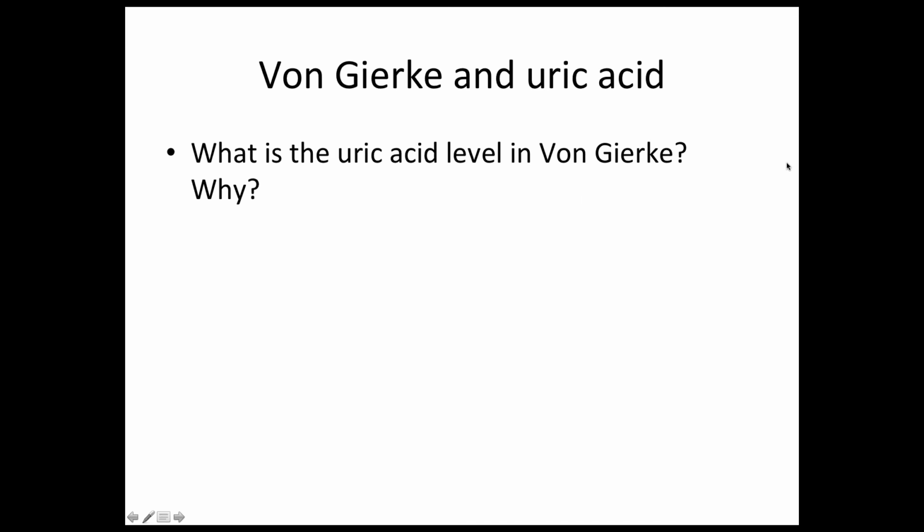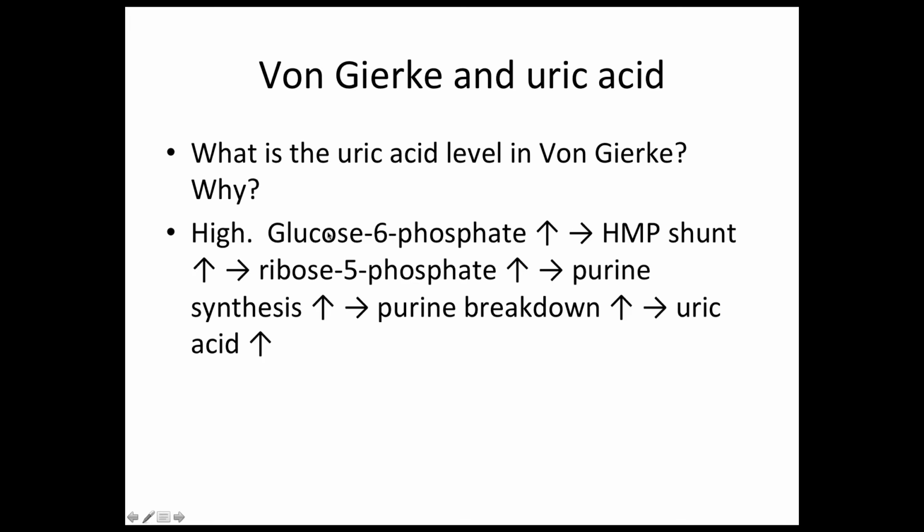So what would be the uric acid level in von Gierke and why? Lillian. Okay, again, you're having a deficiency with the glucose 6-phosphatase. So you have a buildup of the glucose 6-phosphate. And in this case, we're talking about the HMP shunt. With glucose 6-phosphate, you can go through that more. And so you would eventually get more purines, and you would break down the purines more and get high uric acid levels. Perfect. So in other words, in a very big picture sense, if you have high glucose 6-phosphate, you're going to have more HMP shunt, more ribose, more purines, more purine breakdown, more uric acid.